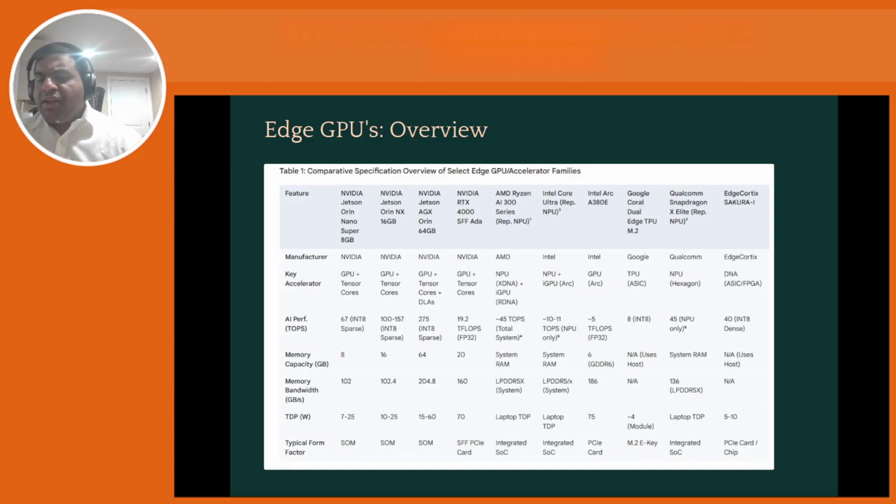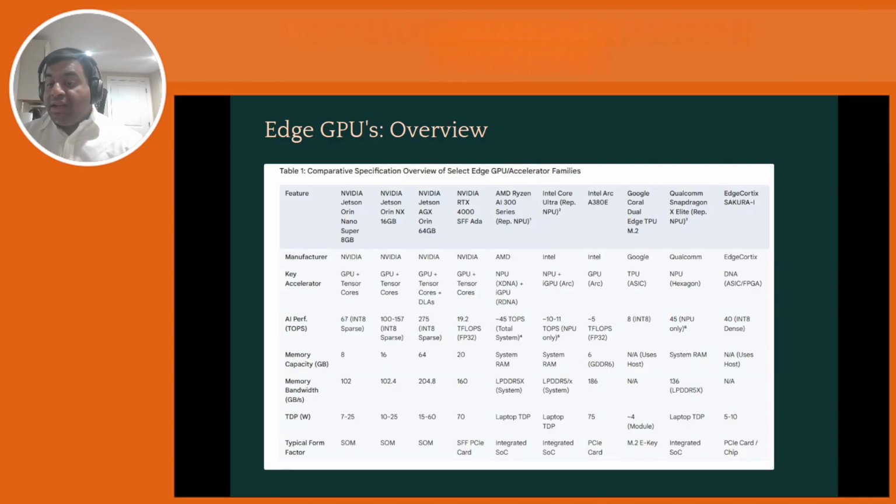Powering edge AI often requires specialized hardware, frequently referred to as edge GPUs or accelerators. This table gives a snapshot of the landscape, comparing key players like the NVIDIA Jetson series, like Orin Nano, NX, AGX, their RTX embedded line, AMD's Ryzen AI with NPUs, Intel's Core Ultra with NPUs and Arc GPUs, Google's Coral TPUs, Qualcomm Snapdragon NPU, and specialized players like EdgeCortix.